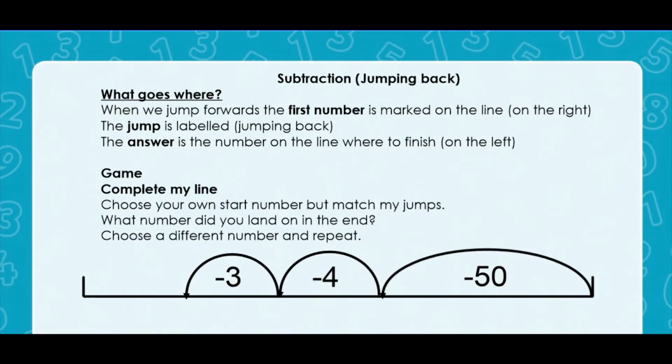Done. Okay, we're going to do another game. So I want you to show me that you know what goes where. So complete my line. You're going to choose your own start number but match my jumps. What number did you land on in the end? Choose a different number and repeat. You are going to have to choose a number that is larger than 57. Otherwise, you're going to get yourself a little bit in a pickle and go into negative numbers unless you feel very confident doing that. So a number larger than 57. I want you to start with it here and see where you end up. So pause the video just now and have a go at that.